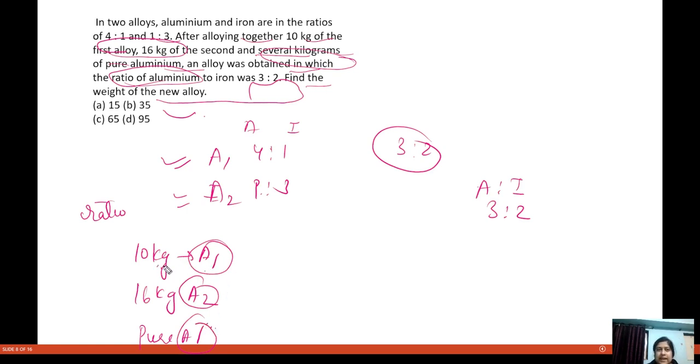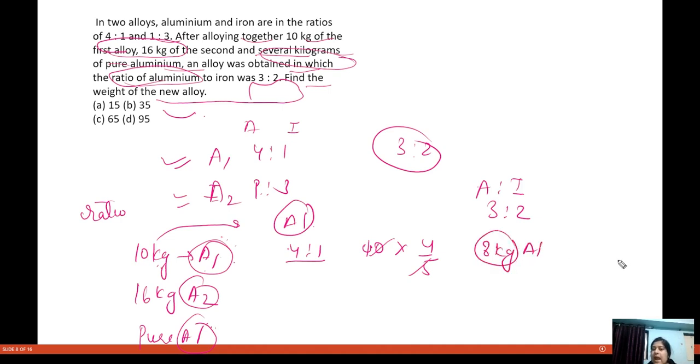With this, A1 is 4 is to 1. So that means in 10 kg, how much aluminium are you getting? In 10 kg I am getting 10 into 4 by 5 amount of aluminium, so that means 8 kg aluminium and 2 kg of iron. And A2 is 16 kg, so you have 1 is to 3. How much aluminium are you getting here? 16 into 1 by 4.